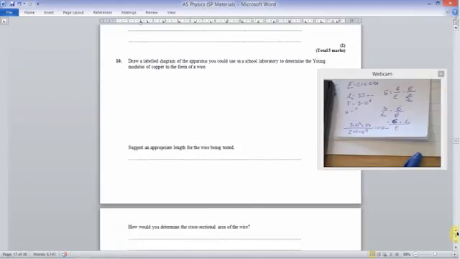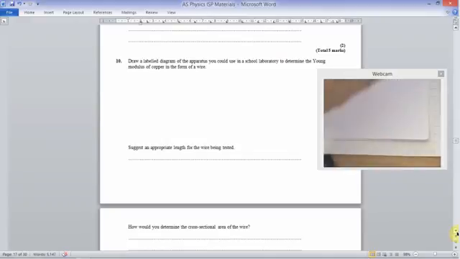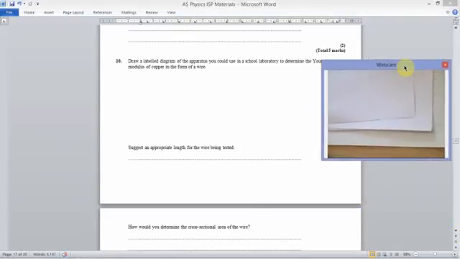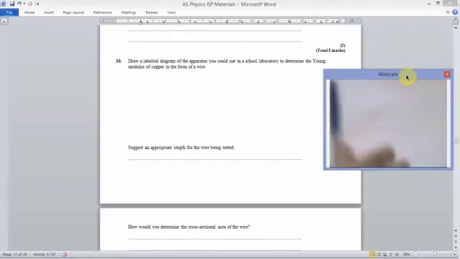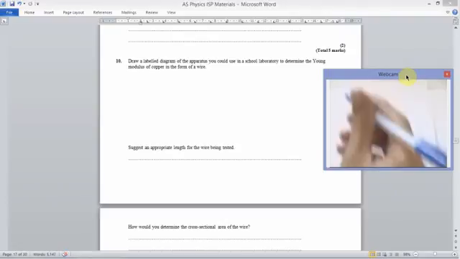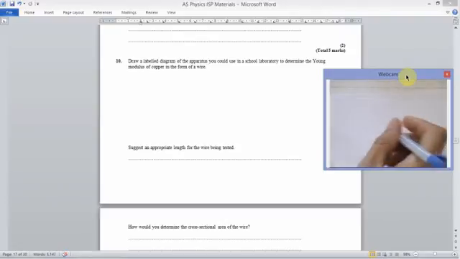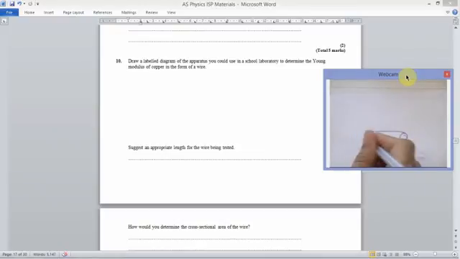Draw a labelled diagram of the apparatus you would use to determine the Young's modulus of copper wire. Copper in the form of wire. Okay, so it's pretty straightforward in terms of the equipment you actually need. Let's just check how many marks this actually is. Okay, so it's only 3 marks. So the equipment you actually need to find a Young's modulus of a wire. You need a pulley. You need a wire that comes over the pulley. You need mass hangers to apply the force. Okay, let's attach this all to a table.